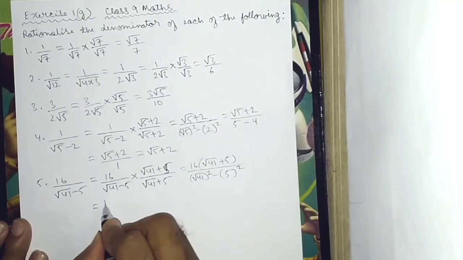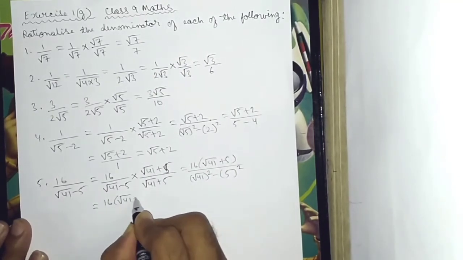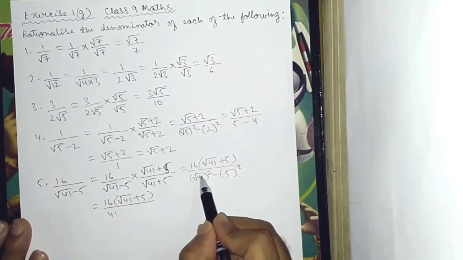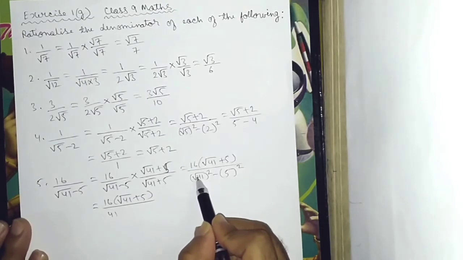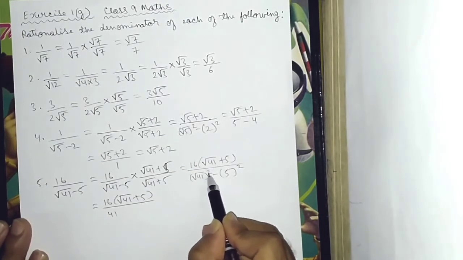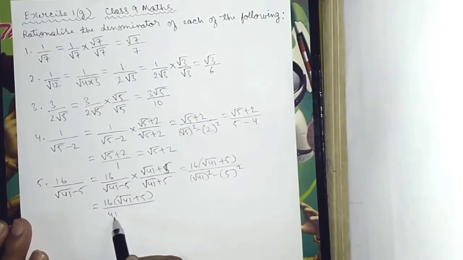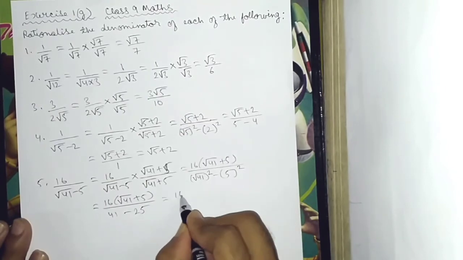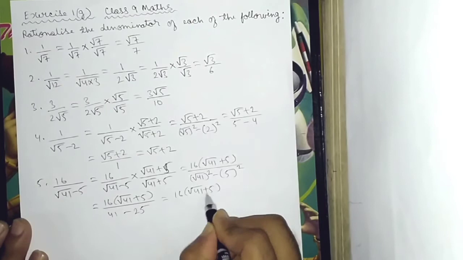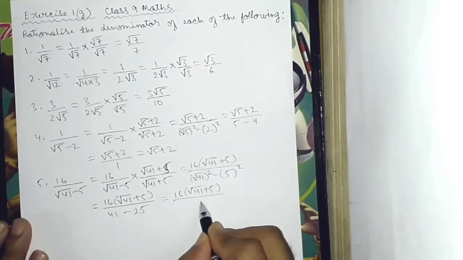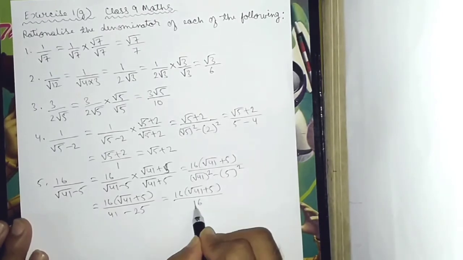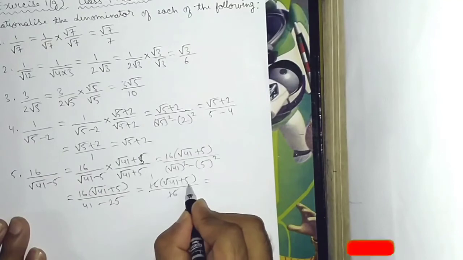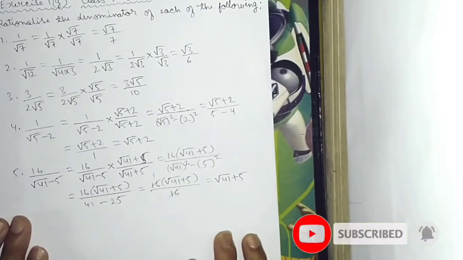And this is equal to 16 into root 41 plus 5 divided by root 41 squared, which is 41, minus 5 squared, which is 25. So this is equal to 16 into root 41 plus 5 divided by 16, which is 1. So 1 into root 41 plus 5, that is root 41 plus 5, is the answer.